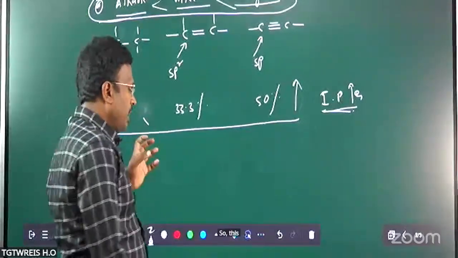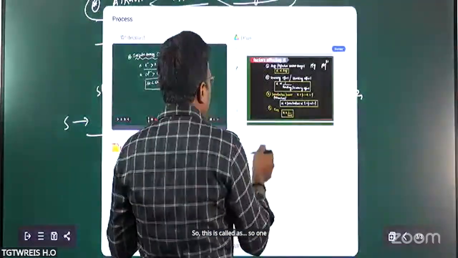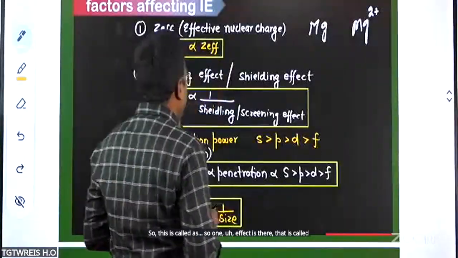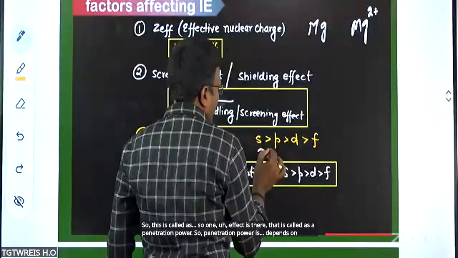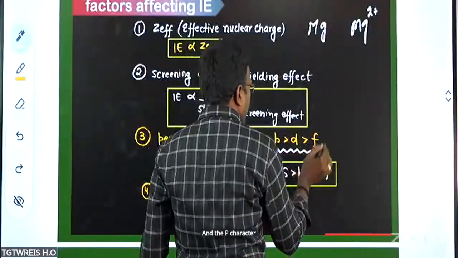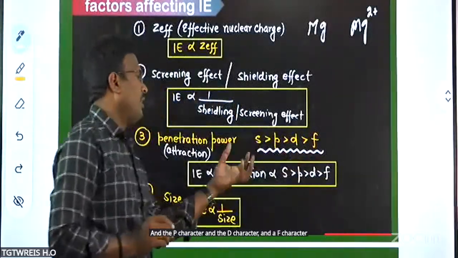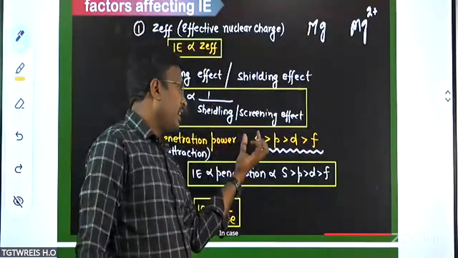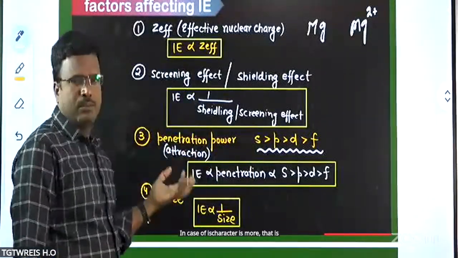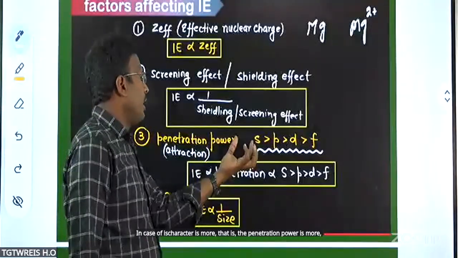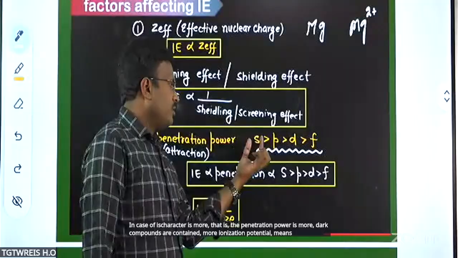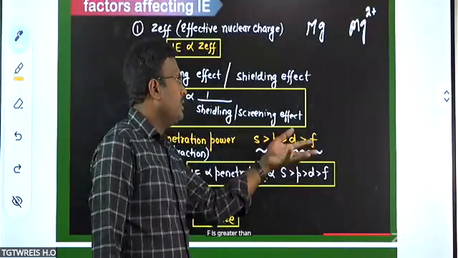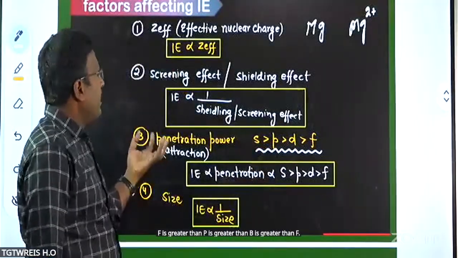So one effect is there, that is called penetration power. So penetration power depends on this s character and p character and d character and f character. So in case of s orbital, where s character is more, the penetration power is more, and those compounds contain more ionization potential. Means s is greater than p is greater than d is greater than f. Okay.